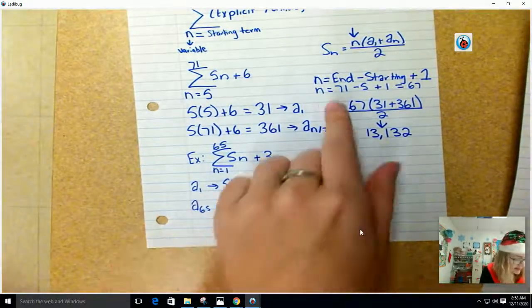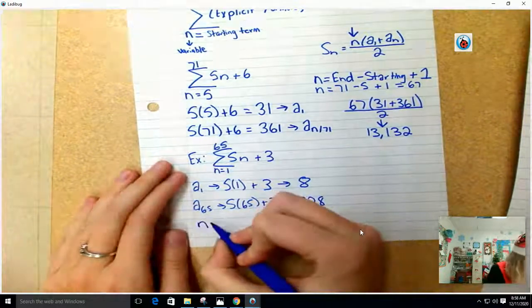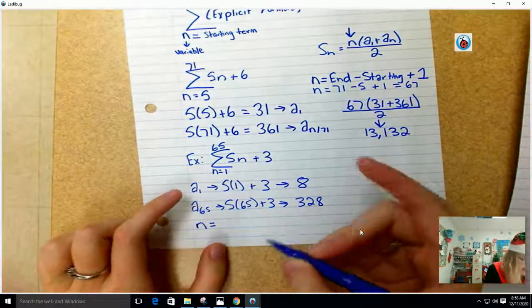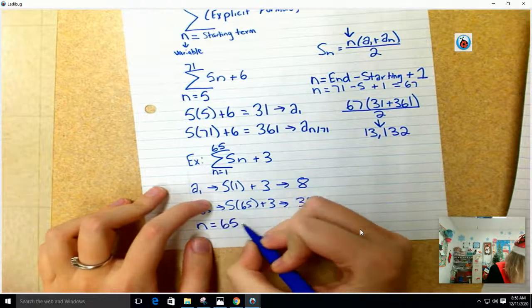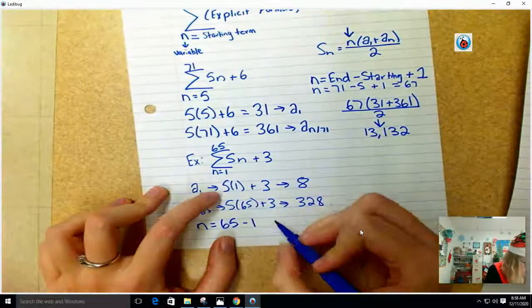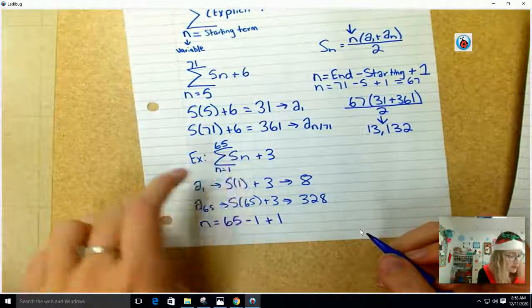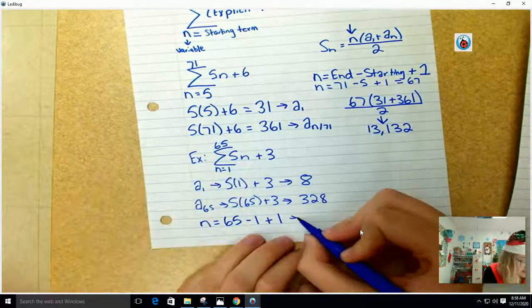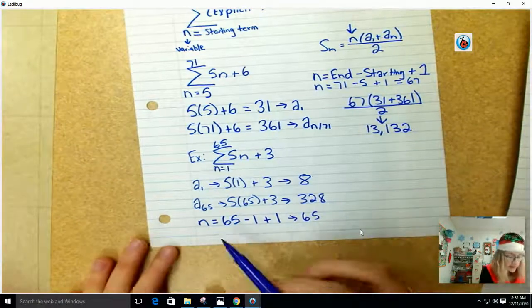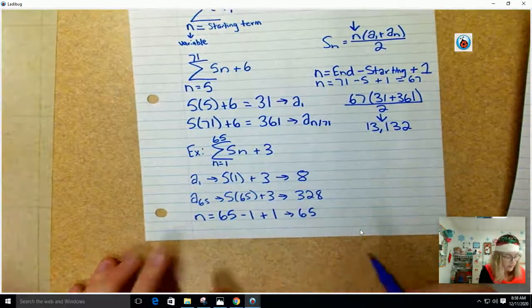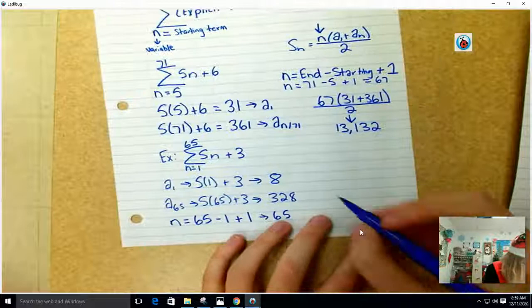Now I need to find my n value. My n is going to equal my ending value, 65, minus my starting value, plus 1. In this case, because I'm starting at n equals 1, they are going to be the same. But it is not always the case like that, so I recommend checking yourself with this formula. Now that I have all my bits and pieces, I'm ready to go.